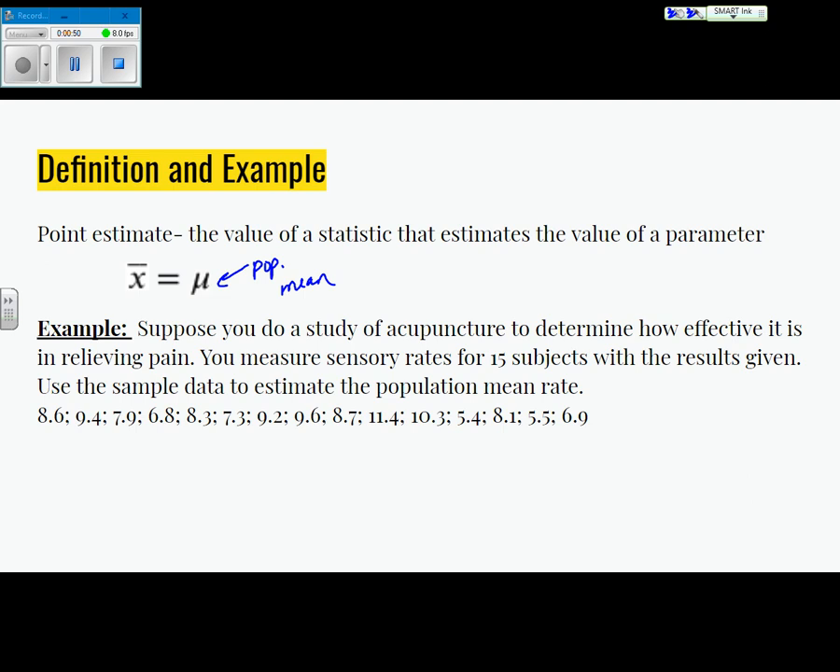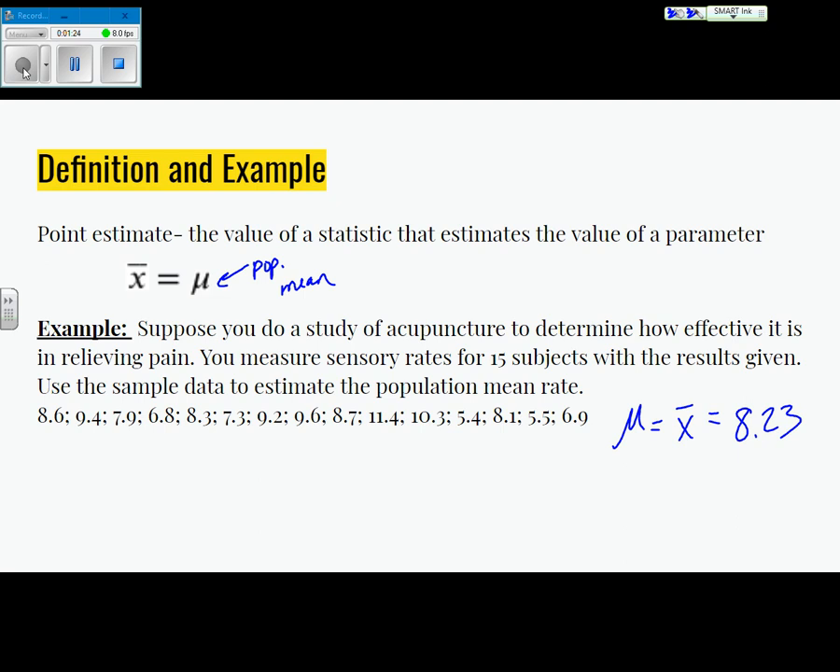And so we're going to be using this study a lot. We've got an acupuncture study to determine how effective it is in relieving pain. And so we're going to measure the sensory rates of 15 subjects with the results given. Use the sample data to estimate the population mean rate. Okay? So my best estimation of the population right now is going to be whatever I find from this sample, my x bar. And so I typed in all this data into my L1 and then found my x bar to be 8.23. And that's what we'll be using.